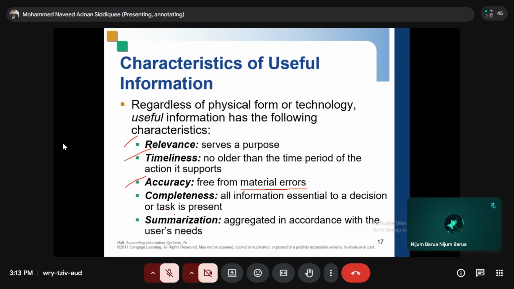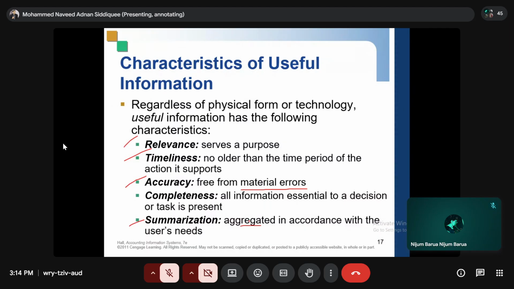So completeness says all information essential to a decision or task is present. So you need to include all the information in the correct space. Last one is summarization, aggregated in accordance with the user's needs. Aggregate means total, summation.